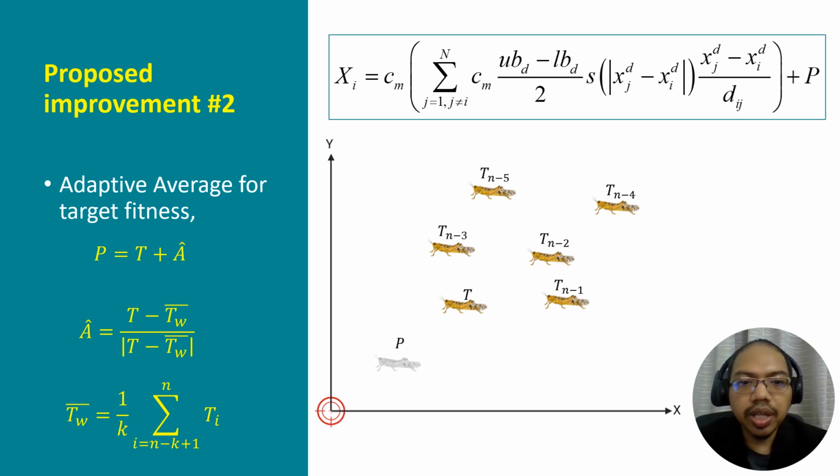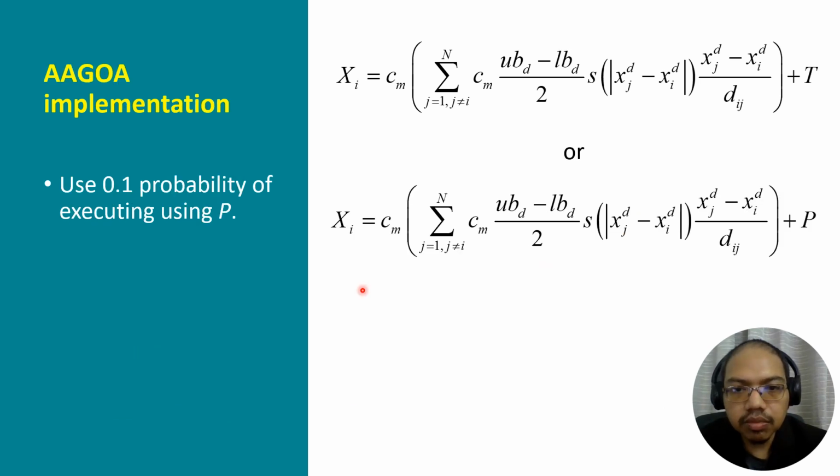Now, how do we implement all these proposed improvements, number 1 and number 2? For CM, we are still going to maintain CM. So for CM, there are no changes, using CM, which is our parameter convergence value.